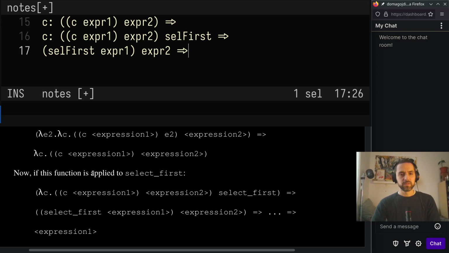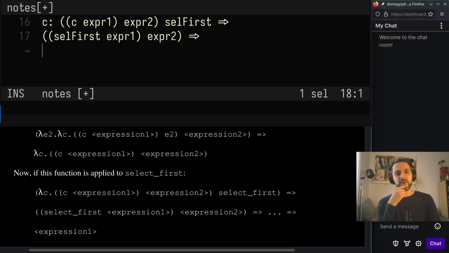What did he do? Right, select first, expression 1, expression 2. Right, it's the same thing. He only added the extra parenthesis here, but it's still the same thing. So now we have select first, expression 1, expression 2.